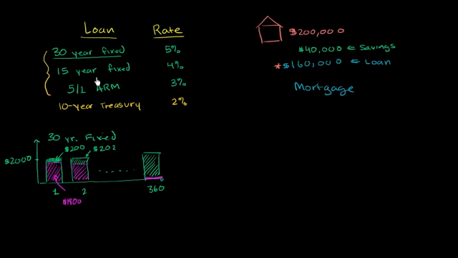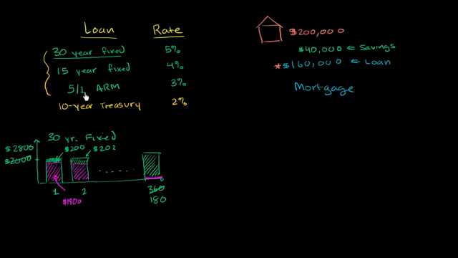A 15-year fixed is the same exact idea, except instead of it taking 30 years to pay off the loan, you're going to do it over 15 years. So instead of it being 360 months, in the 15-year case it is going to be 180 months. And because of that, your payment for the same loan amount is going to be higher every month because you're paying it off in fewer months. Instead of $2,000 a month, maybe it is something like $2,800 a month for the 15-year case. You're paying it off quicker.